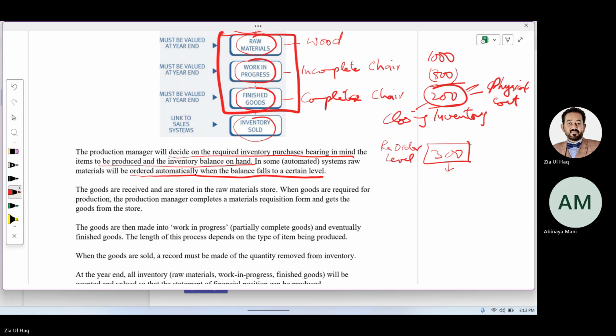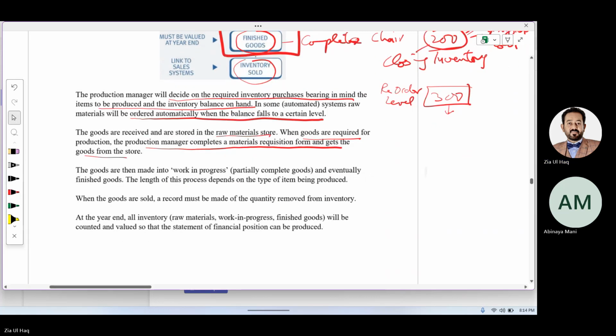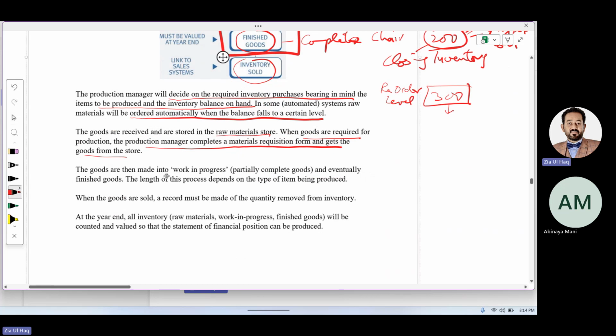The goods are received and are stored in a raw material store. When goods are required for production, the production manager completes a material requisition form and gets the goods from the store. The goods are then made into work in progress, meaning partially completed goods. Incomplete goods are eventually converted into finished goods, and the length of this process depends upon the type of item being produced.